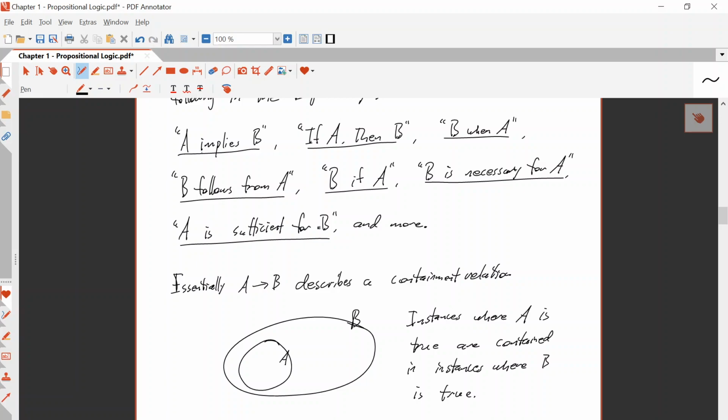Right? If you want a rectangle, it suffices to have a square. The squares are rectangles. Not all rectangles are squares. This kind of thing. And more. There are other ones, but these are the least annoying of them. But they all mean this containment relationship.